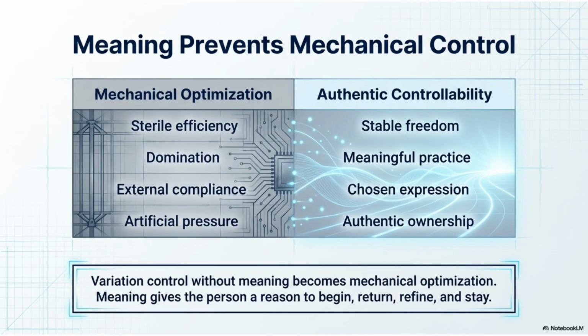Without meaning, control becomes mechanical. It may reduce errors, but it can also feel like pressure, sterile efficiency, or external compliance. Meaning changes the nature of control. It gives the person a reason to begin, return, refine, and stay. This is the difference between mechanical optimization and authentic controllability. Mechanical optimization asks only, how can I reduce defects? Authentic controllability asks, what meaningful capability am I trying to own? When meaning guides practice, reliability becomes stable freedom.